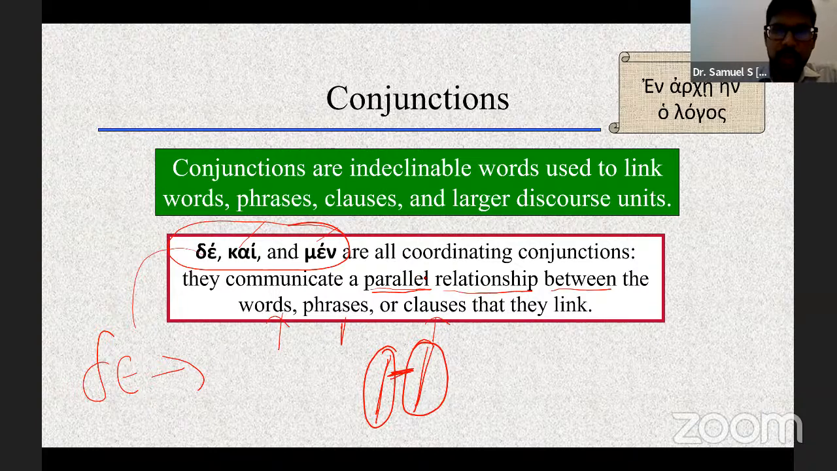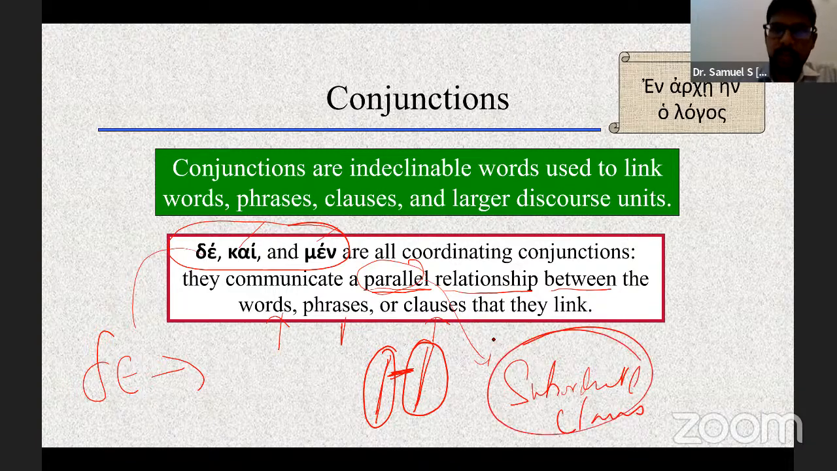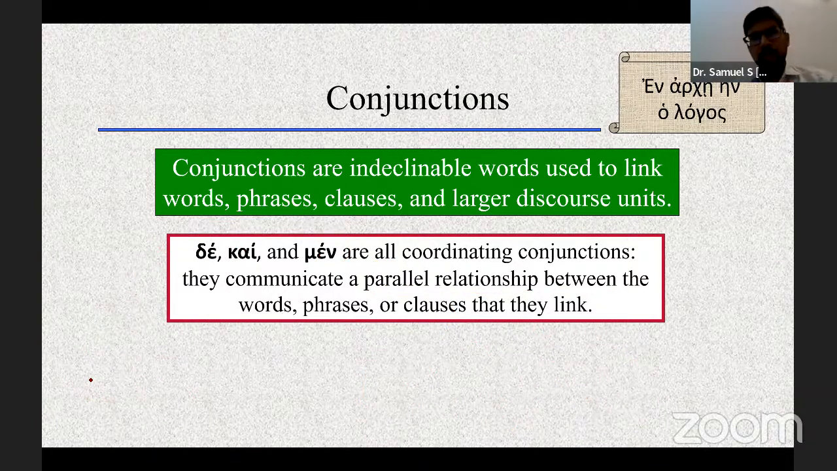You may say, what sort of phrases are not parallel? Those are called subordinate clauses, right? But de and kai and men connect, link, parallel relationship between words, phrases, clauses.